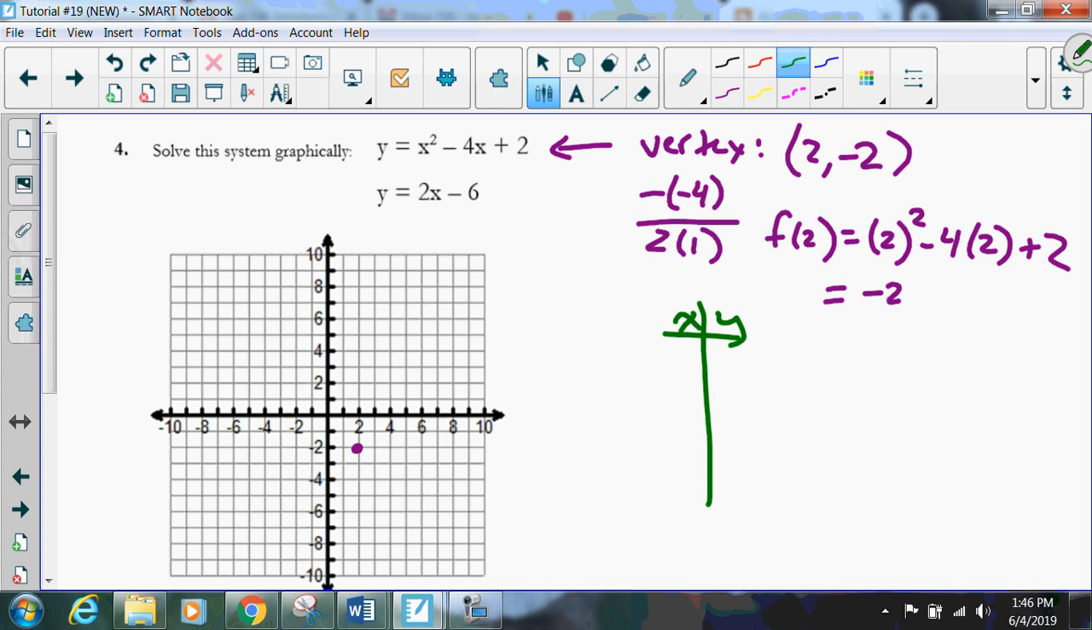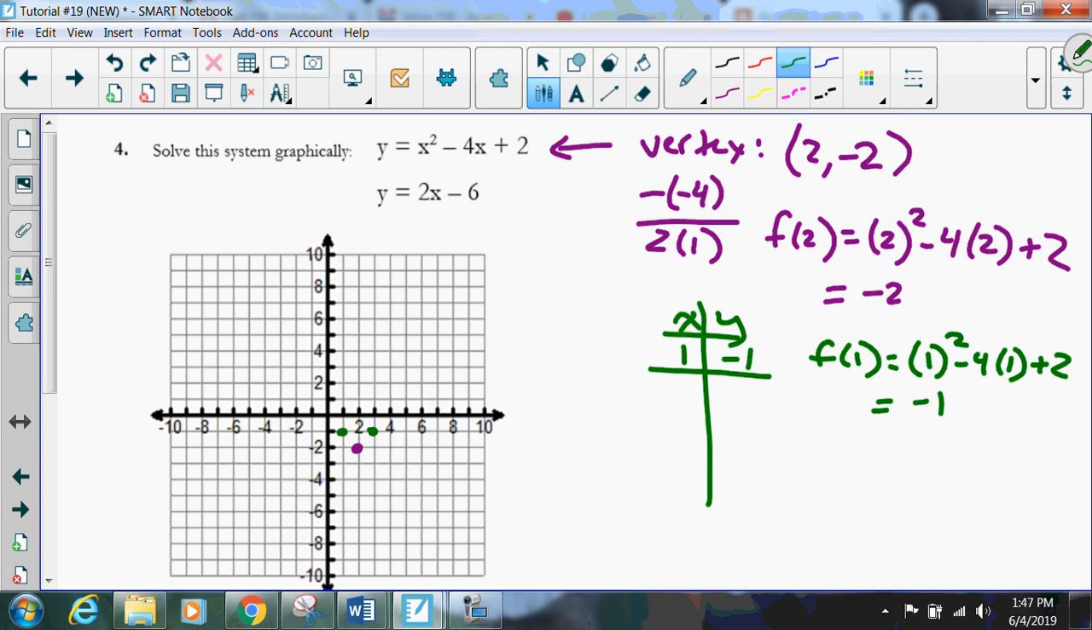So I'm going to look at when x is 1. I'm going to plug in 1 every time I see my x. We'll have 1 squared minus 4 times 1 plus 2. So that's going to give me what? 1 minus 4 is -3 plus 2 is -1. So I'm going to go ahead and graph that. (1, -1), and that means that if I go to 3, I'm also at a -1.